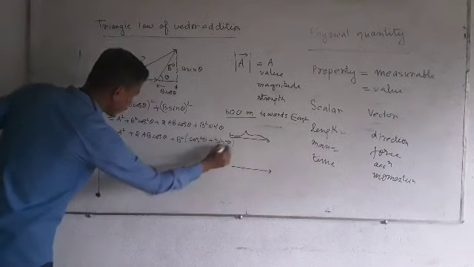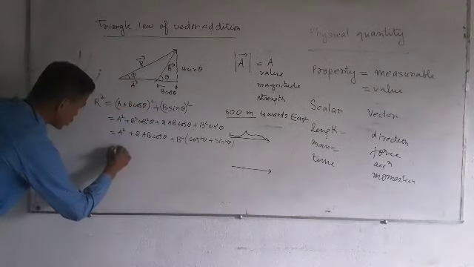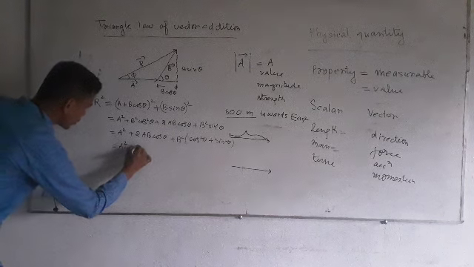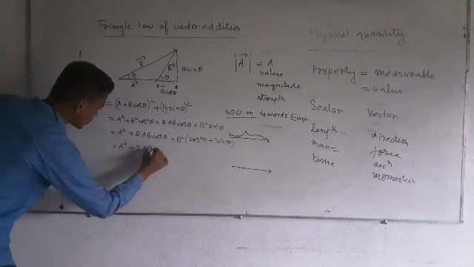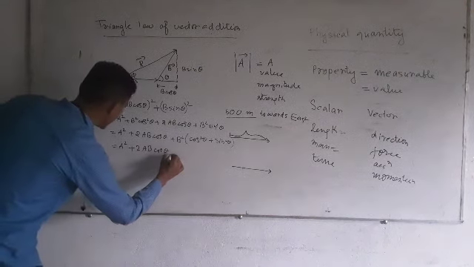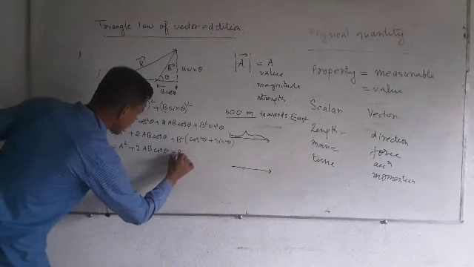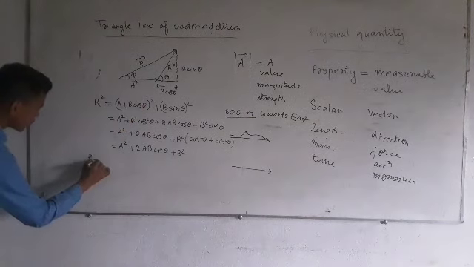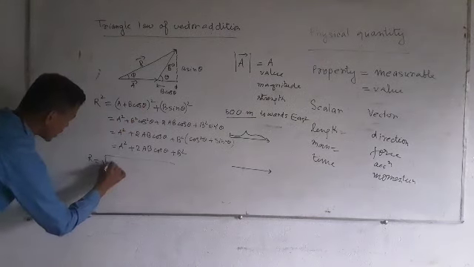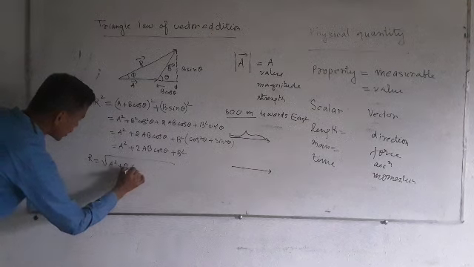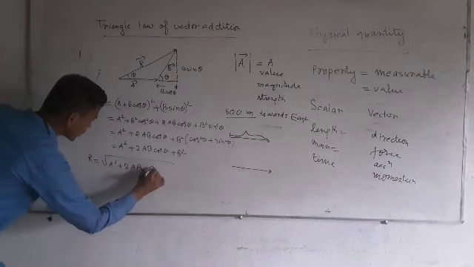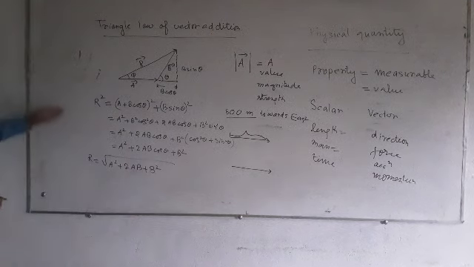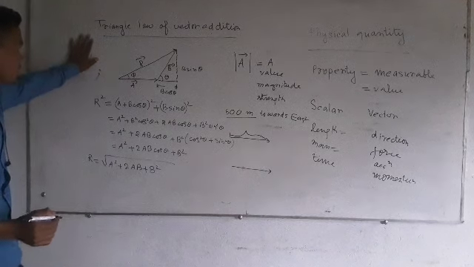This whole term is equal to 1 from the trigonometric identity. We know that. Therefore, the square of the resultant vector becomes A square plus B square plus twice AB cos theta. So the resultant vector is equal to root over A square plus B square plus twice AB cos theta. This is regarding the triangle law of vector addition, the magnitude of the resultant vector.